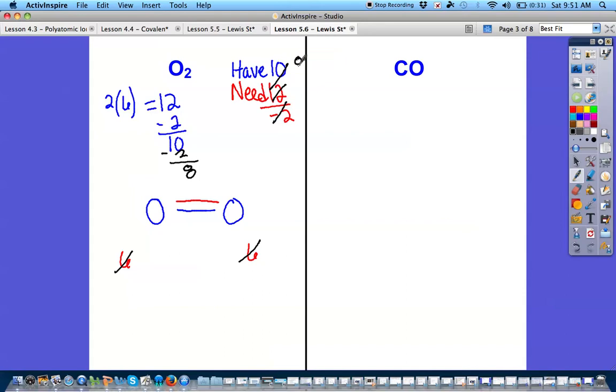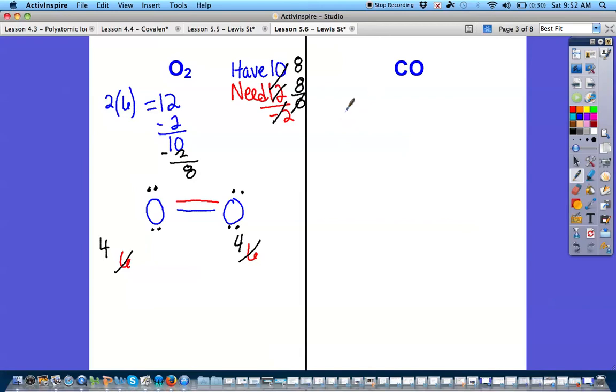So we now have 8. Well, oxygen is sharing 4, so it needs 4. This oxygen is also sharing 4, so it needs 4. So we need 8. We have 8 and we need 8. So now we can just apply our dots because this is zeroing out. And remember, I told you right now it really doesn't matter where you put your electrons or your dots. It just can't go on the side of the atom where the bond is, but you do want to make it as symmetrical as possible.